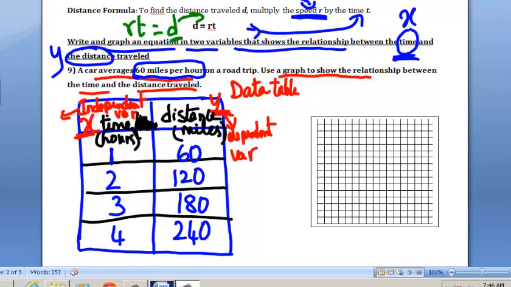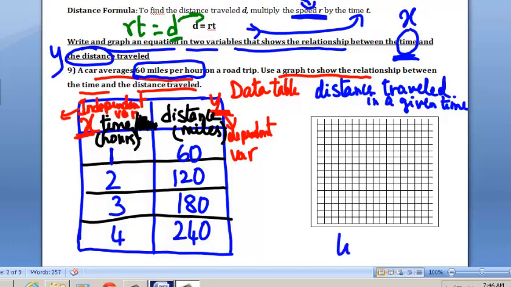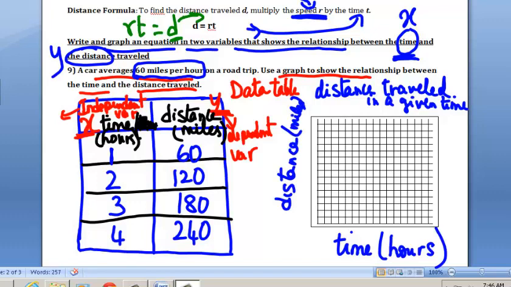Now 4 points are more than enough. I don't want you to do more than that. Remember, when you're doing a graph, always label. This is distance traveled in time. Give it a title: Distance traveled in a given time. And always label your x-axis. This is time. Don't forget the units, which is hours. On this side, it is distance, the y-axis. And this is miles. Don't forget the units. I have to see these when you're doing your own.